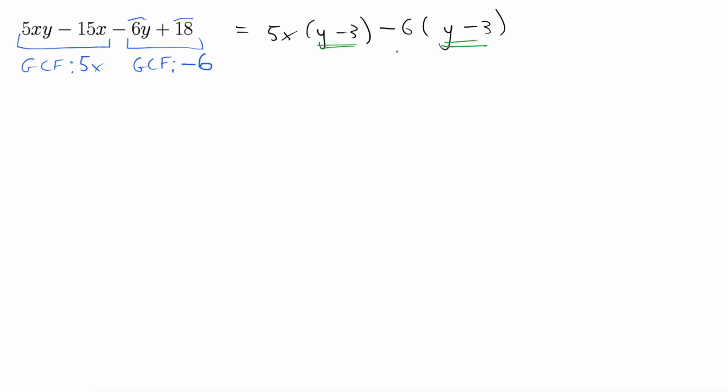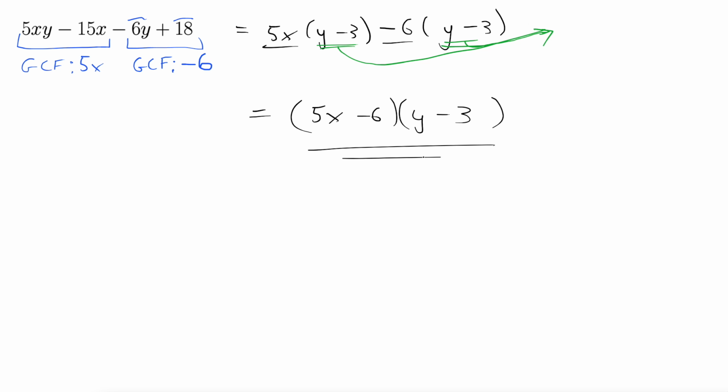Our remaining terms match. So let's factor these out. This time I want to factor them out to the right. You can go to the left or to the right, whatever mood you're in. Here we go. So we factored the y minus 3 out to the right. We are left with 5x minus 6. 5x minus 6, and here is our factored form by grouping.